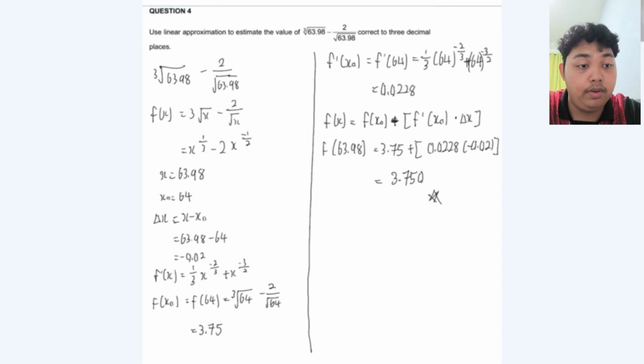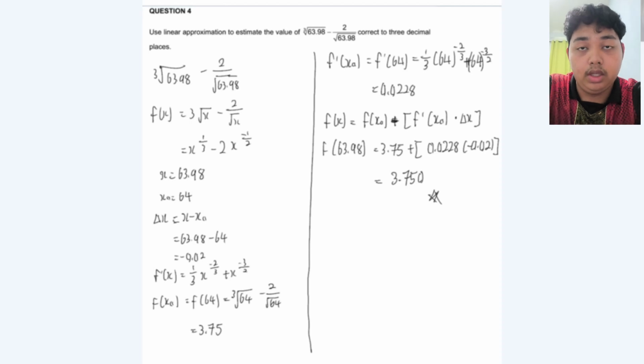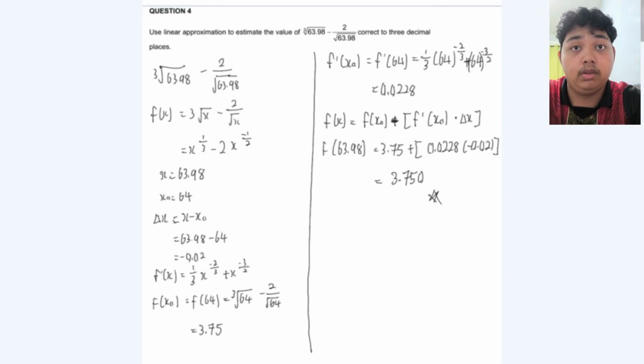Step 2. Choose a value of x that is easy to calculate. We are estimating the value of f(x) where x equals 63.98, so we choose a nearby number that is easy to work with, which is x0 equals 64. Step 3. Find the change in x. Delta x equals x minus x0, so 63.98 minus 64 equals negative 0.02. Step 4. Find the derivative of f of x. We differentiate the function: f prime of x equals 1 over 3x to the power of 2 over 3 with a negative sign, plus x to the power of negative 3 over 2.